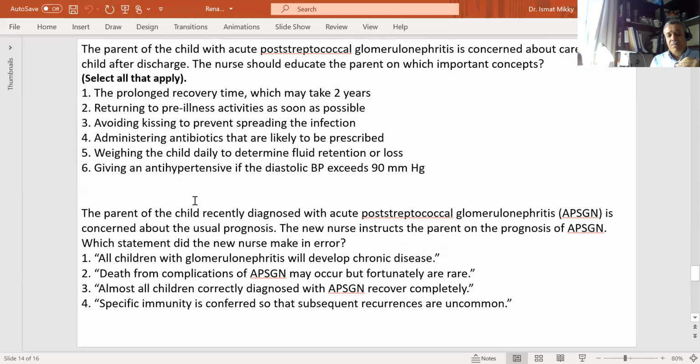So the recovery period may be as long as 2 years in AGN, acute glomerulonephritis. We call it AGN. Fatigue may restrict the return to the previous activity level. After 1 to 2 weeks, the child can attend school, can engage in normal activities, can expect competitive activities and be involved in the social and school activities.